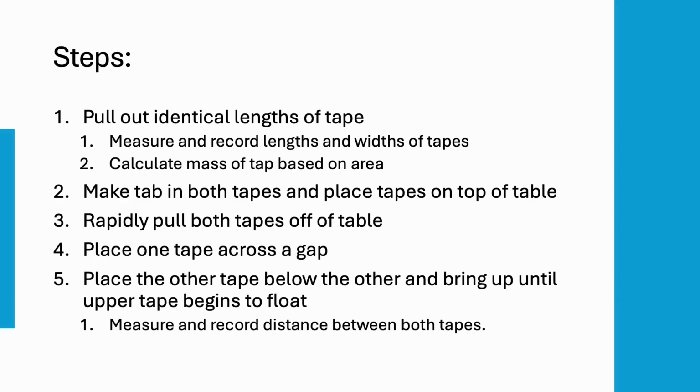Lab procedures and results. To set up the experiment, I first pulled out 2 identical lengths of tape and measured and recorded their lengths and widths, and based on the area, I could calculate their mass. Then I made tabs in both tapes and placed them on top of the table. Rapidly pulling the tapes off the table gave them a charge, and I placed one tape across a gap of books. I then placed the other tape below, bringing it up until the upper tape began to float. I then measured and recorded the distance between the 2 tapes.